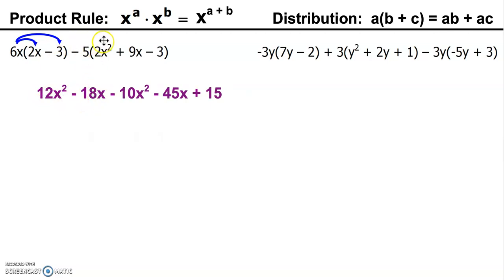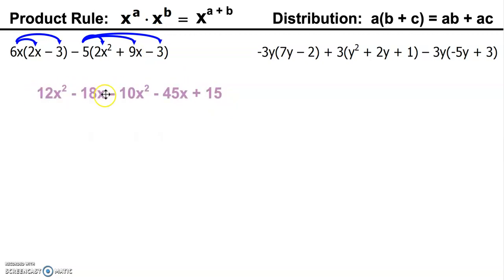Then I have a negative 5 times a negative 2x squared. That becomes a negative 10x squared, so minus 10x squared in our expression. Negative 5 times a positive 9x becomes a negative 45x. And I have a negative 5 times a negative 3 that becomes a positive 15.